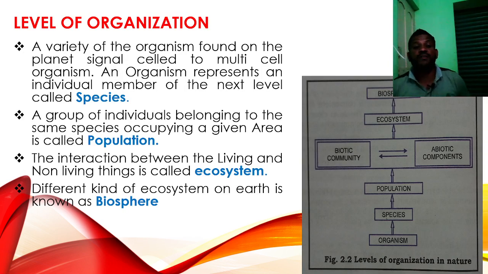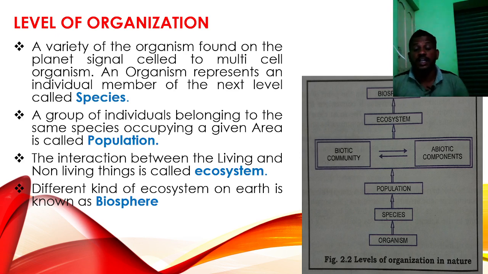Okay, let us see the levels of organization. The first point is the species. Species means the variety of organisms found on the earth, single-celled or multicellular. An organism represents an individual member of the next level, called species. Species means a particular organism. For example, the human being is a particular species. Cats are a particular species, dogs are a particular species, rats are a particular species, and other animals of their own kind are known as species.